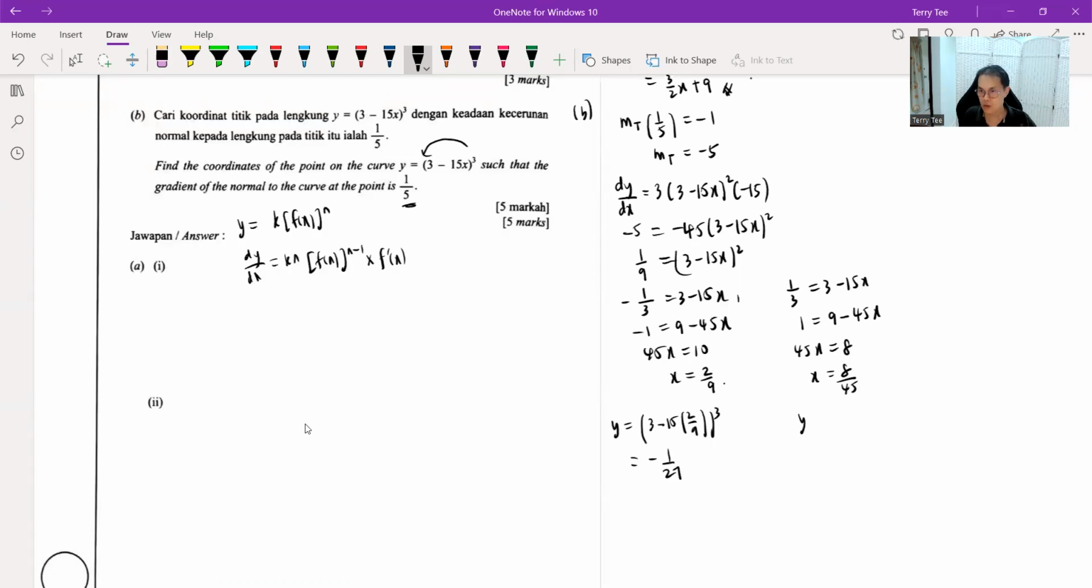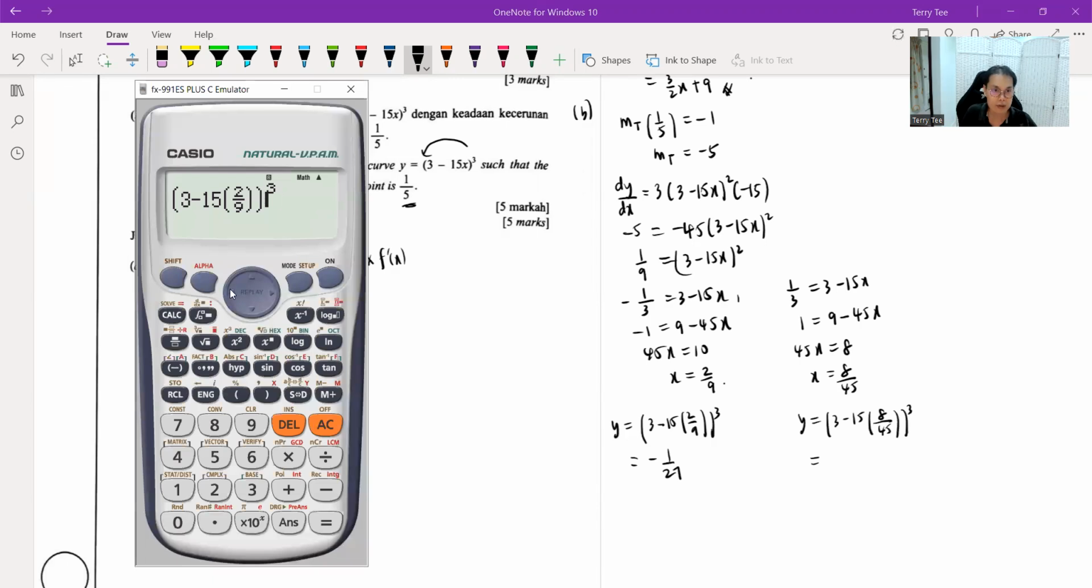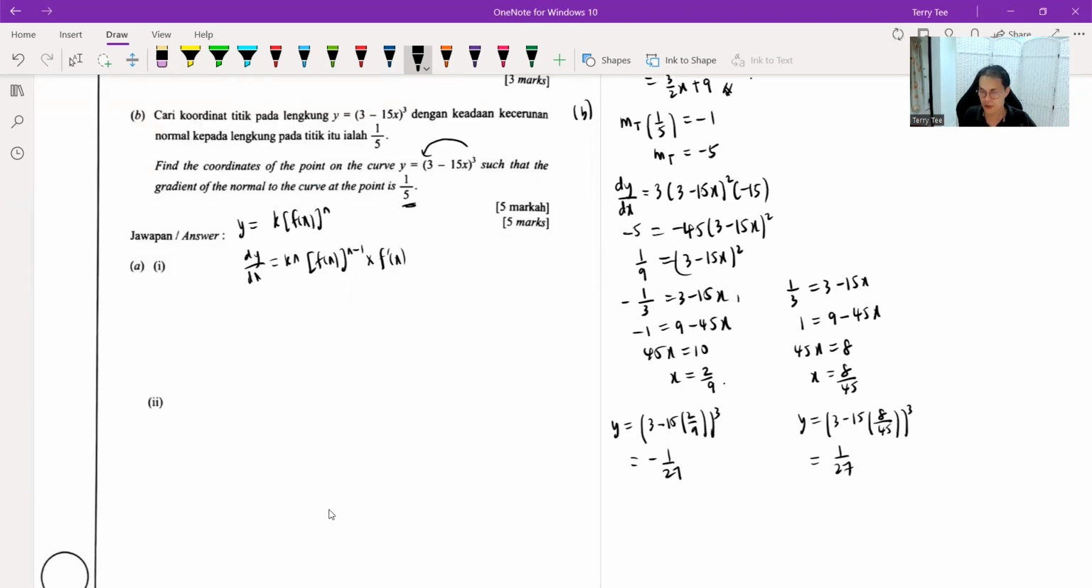The second one, we're going to put 8/45 inside. You cube it. Okay, let's change this to 8/45. And I got 1/27. So we have 2 points. The first point is (2/9, -1/27). The second point is (8/45, +1/27). Yep, 2 possible coordinates. Right.